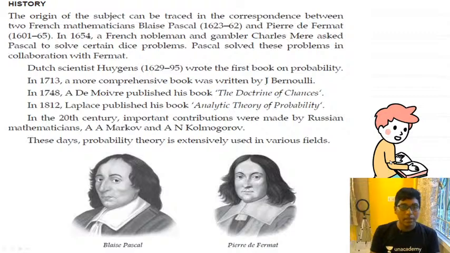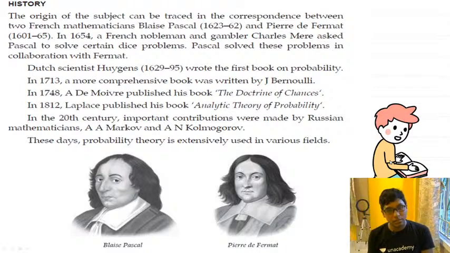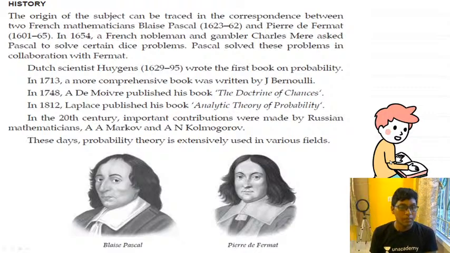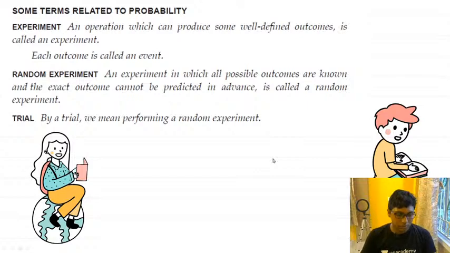Then de Moivre, one of the most important and renowned mathematicians, wrote his book, The Doctrine of Chances. Laplace published the Analytic Theory of Probability. Then over the centuries we have had a lot of new mathematicians, mainly from Russia. They also extensively used various fields of probability. They explored it, and now we have the modern theory of probability. But this is a relatively new concept, so there are a lot of chances of doing a lot of things using this concept.